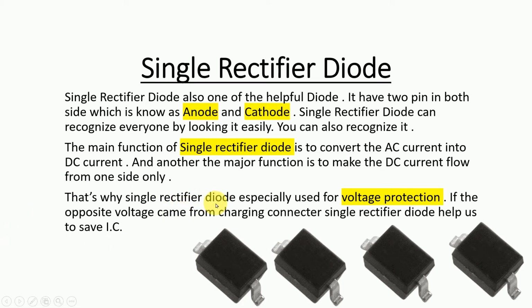That's why the single rectifier diode is specially used for voltage protection. If the opposite voltage comes from the charging connector, the single rectifier diode helps us to save the IC. If the voltage comes from the other side, it will help us to protect the IC. That's why the single rectifier diode is one of the amazing things. Now you can see this type of rectifier diode, known as a single rectifier diode, and it has two pins, cathode and anode.